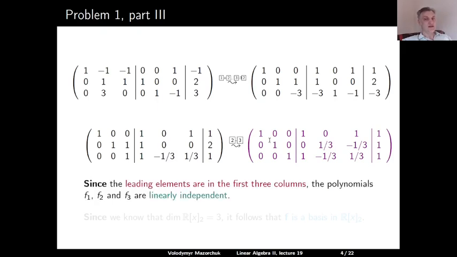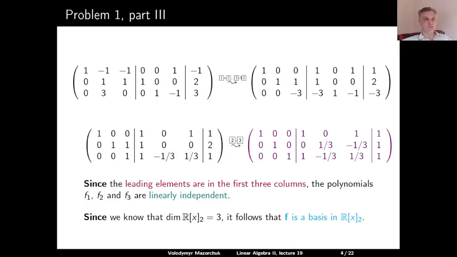Let us note that the leading elements in our row echelon form stand in columns 1, 2, and 3. And this means exactly that the polynomials f1, f2, and f3 are linearly independent. So we have 3 linearly independent polynomials in the space of all polynomials of degree at most 2, and we know that that space has dimension 3. It follows that polynomials f1, f2, and f3 form a basis in the vector space of all polynomials of degree at most 2.